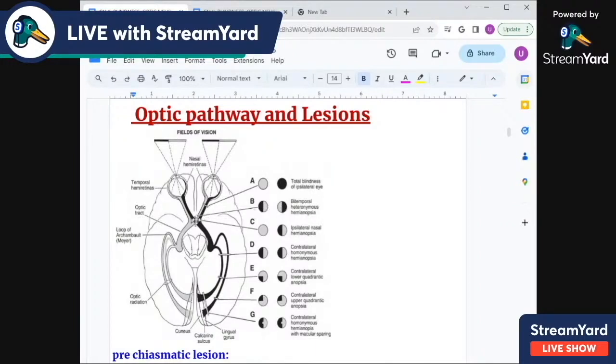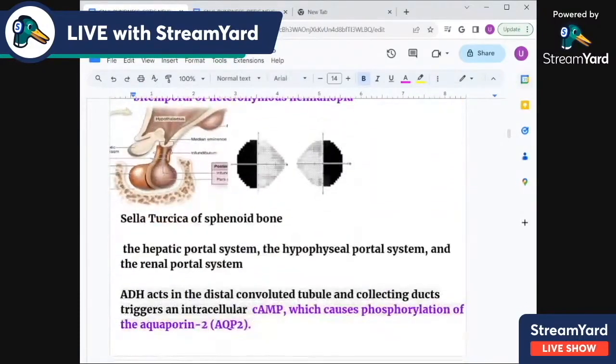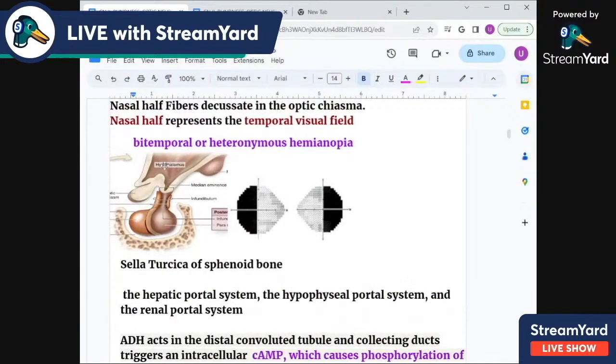So when does bitemporal hemianopia occur? Where is the optic chiasma anatomically? This is the pituitary gland. And where is it? It's in the sella turcica of the sphenoid bone. And the optic chiasma is above the pituitary. This pituitary is connected by two connections to the hypothalamus above it. Two tracts, one vascular and the other neural.